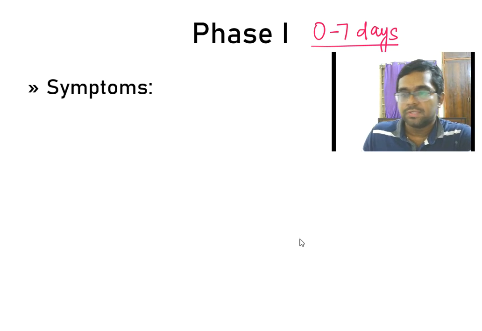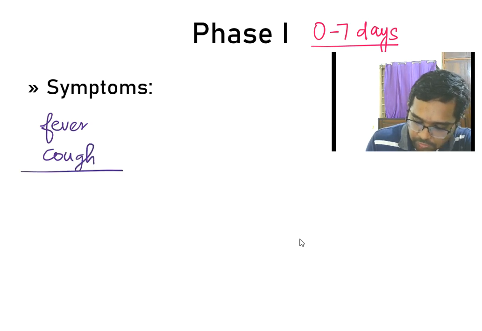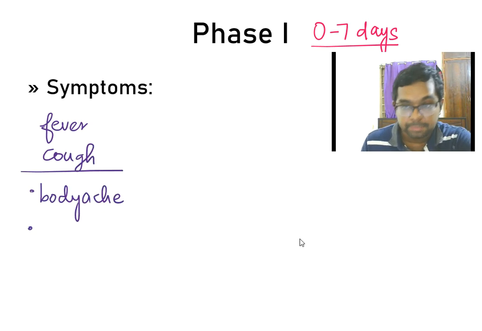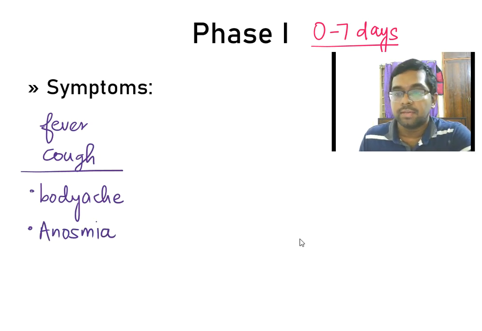So what is this phase 1? Phase 1 is the phase of viral replication. It is between 0 to 7 days, and this is the phase where the patient actually develops symptoms like fever. The two most important symptoms are fever and cough. This is followed by the other symptoms like body ache or myalgia. Some patients can also exhibit a peculiar symptom, which is anosmia, the loss of smell. Some patients also can have loss of taste. This is because your olfactory and gustatory receptors also express these ACE2 receptors. But remember, this anosmia and loss of taste are not specific for COVID-19. They can also be seen in other viral infections as well.